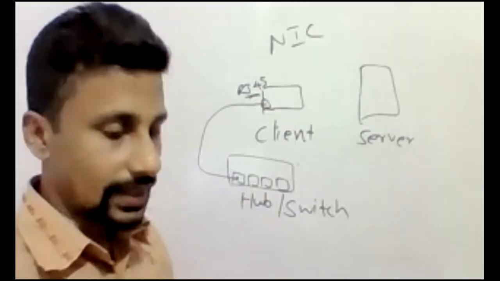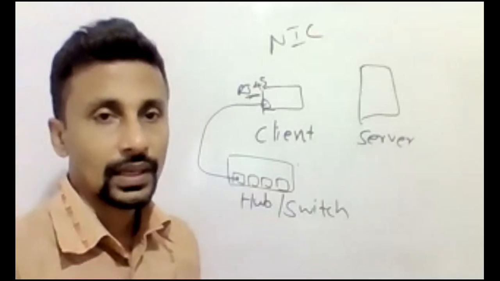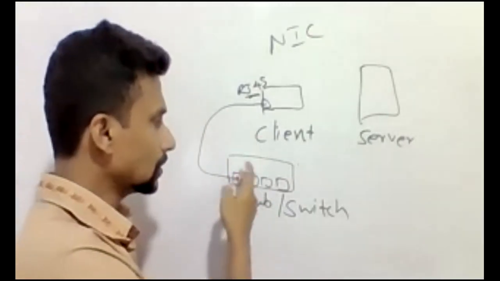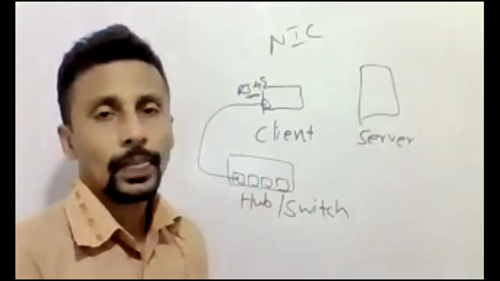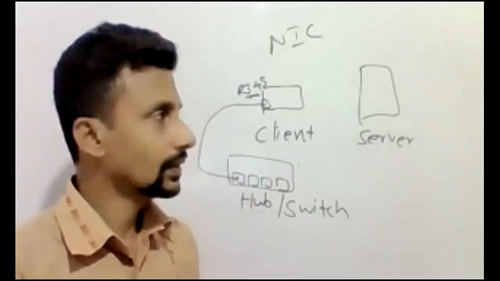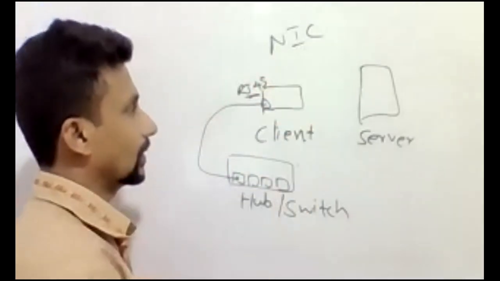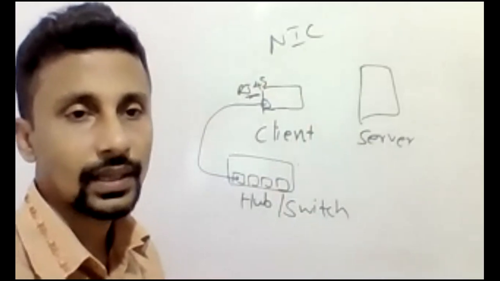Then to connect the cable, we have something called a network interface card. We can use it to connect the cable coming from this switch or hub to the computer, right? This is called a network interface card. That is where we are connecting.